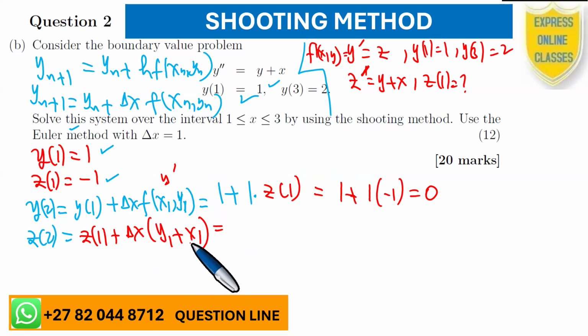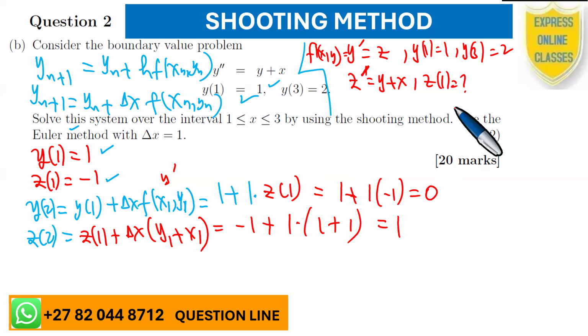Now, what is Z at 1? Z at 1 is negative 1. Delta X is 1. Y1, X1, 1. Let's see what these things give us. So it is 1.